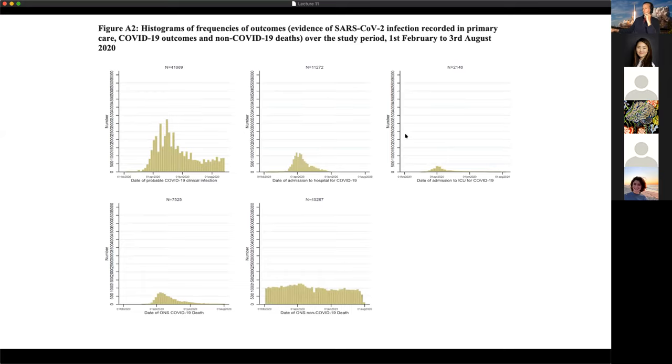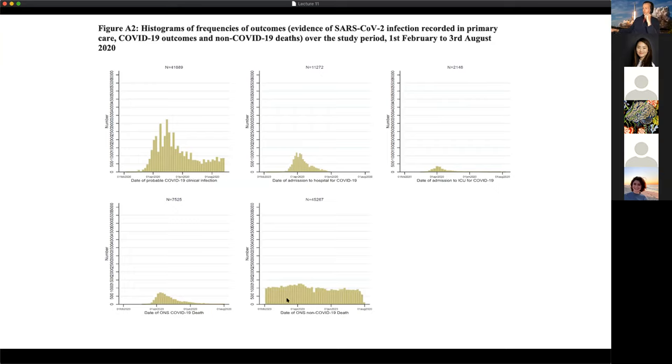So here's one way to view these data, which is you have specific events that they tracked over time. This would be event A, outcome one, where somebody became infected with COVID-19. It kind of tracks what we know about the national epidemic, where there wasn't very much in the beginning because there was no COVID in February, and then April was the peak epidemic and then it kind of settled down. Date of admissions to hospitals, an even sharper peak around April, tailing off. Date of admission to ICU, similar peak. Date of death from COVID-19, similar peak with a tail.